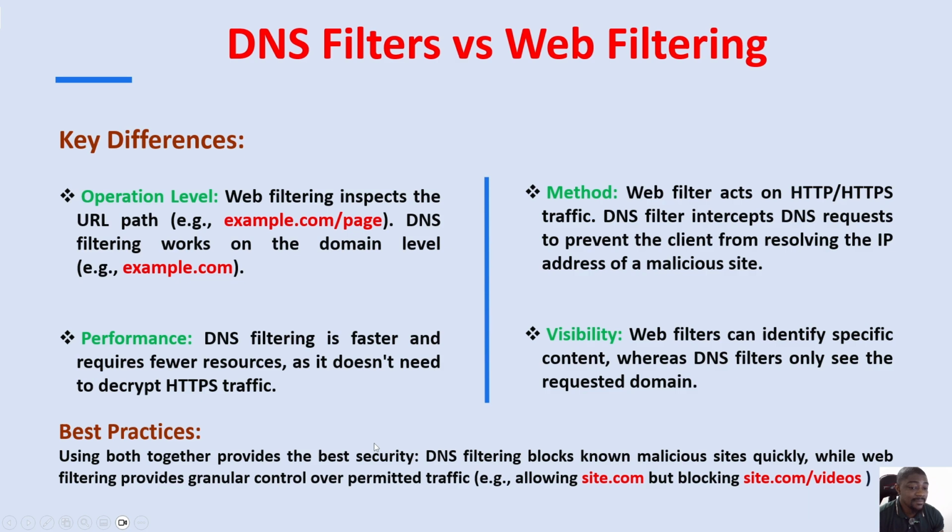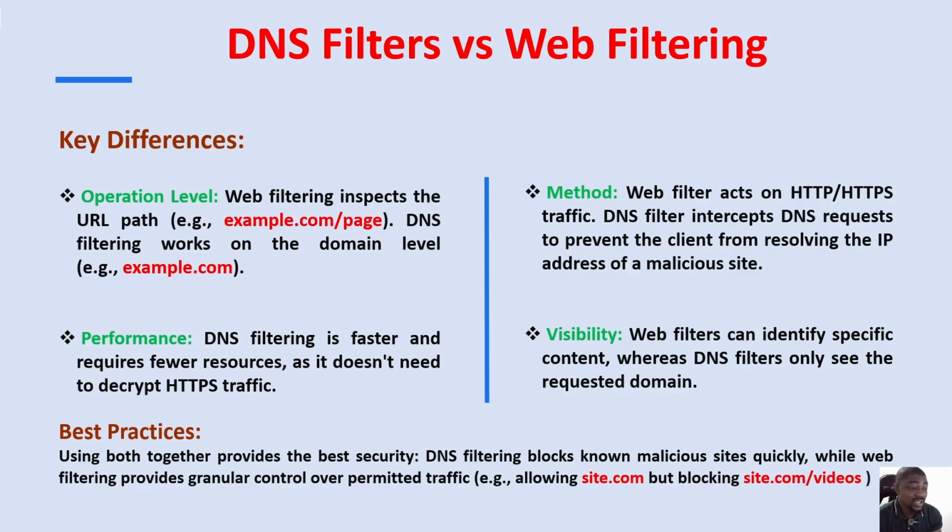The best practice is that you should use both to have better security. What you can do, for example, is use DNS filtering to block malicious websites. Then use web filtering to provide more granular control over permitted traffic. As an example, you can decide to allow site.com on the DNS filtering, but block site.com slash videos on the web content filtering. This is how you can use both of these security profiles to provide more granular security, and take into consideration that DNS will be faster, right?